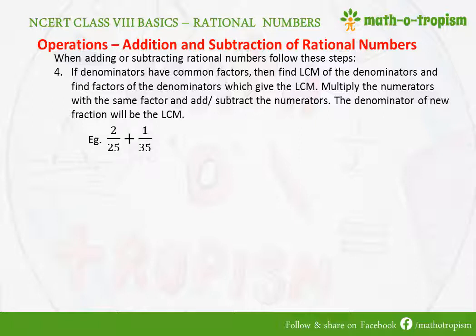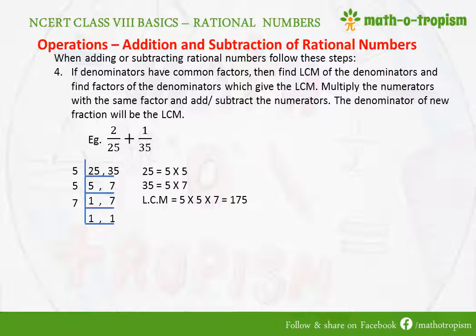So for example, if I take 2 by 25 plus 1 by 35. Here first we need to find the LCM of 25 and 35. When we see the factors of 25, we have 5 into 5 and 35 is 5 into 7, and we get the LCM as 5 into 5 into 7, which is 175.